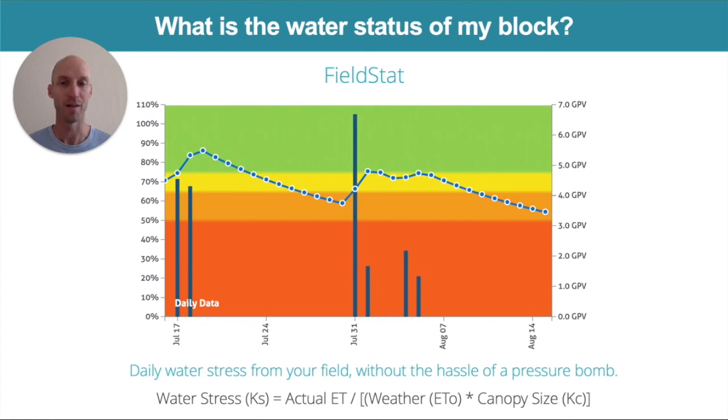We can't provide FieldStat until we have a stable crop coefficient value, until the canopy has stopped growing. And now you know why.